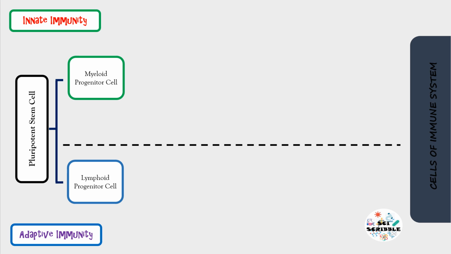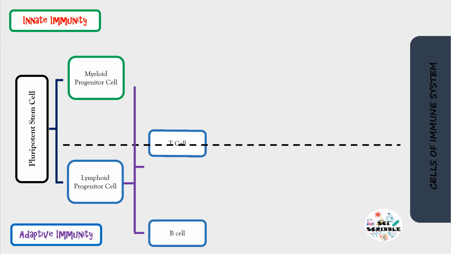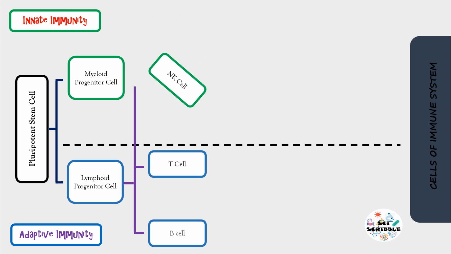But there are some exceptions. These exceptions will be explained later on. Then, the lymphoid progenitor can produce either B cells, which mature in the bone marrow, and T cells, which mature in the thymus, or NK cells, which are one of the exceptions. They are part of the innate immunity.